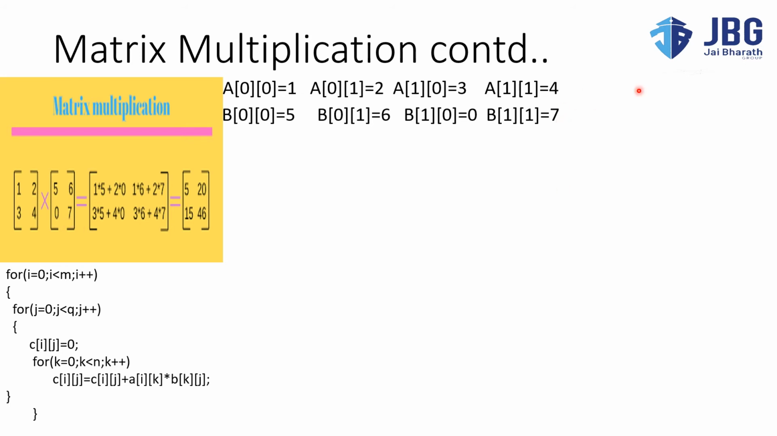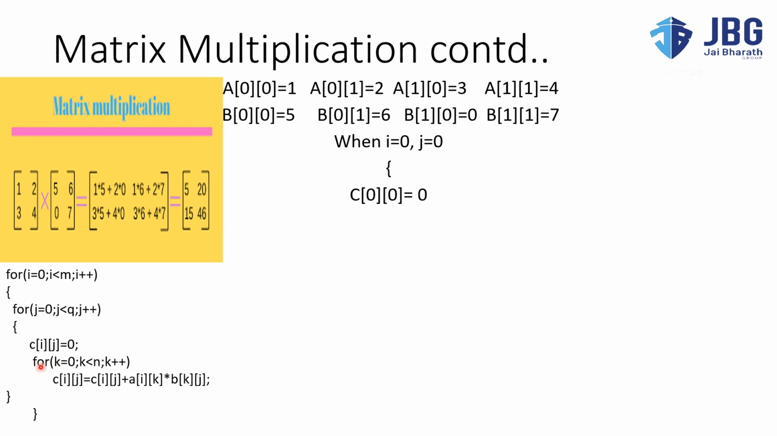Okay, now we'll see first this loop. This is our multiplication loop. So for i equal to 0 and j equal to 0, we can see what happens. When i equal to 0 and j equal to 0, it enters into this loop, right? So what's the initial statement? C of ij equal to 0, that is C of 0 0 equal to 0.